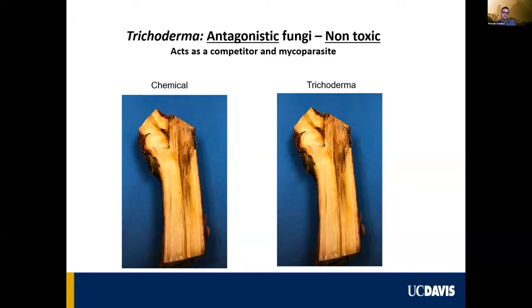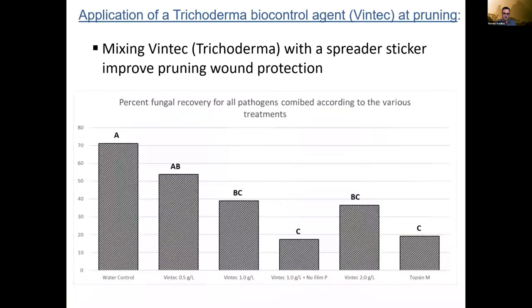And what's really exciting about the use of a fungal organism like Trichoderma for protection of pruning wounds is that a chemical will mainly only protect and act in the upper thin layers at the pruning cut, whereas Trichoderma, unlike a fungicide, is actually allowed to colonize a wound and provide long-term protection of a pruning cut. So very exciting products. We have worked to try to improve the efficacy of this Trichoderma product. In this case, the product is named Vintec.